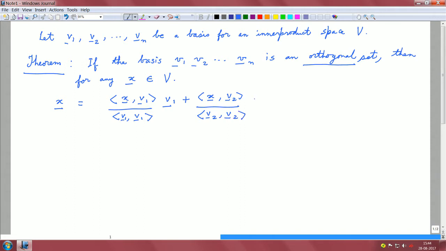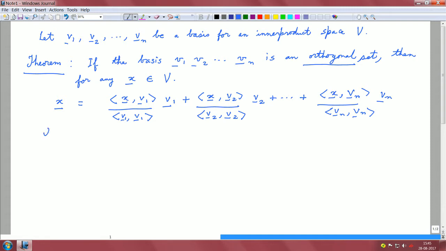in the direction of V2, plus so on till the projection of x with Vn divided by the norm of Vn, the inner product of Vn with Vn, in the direction of Vn, right.